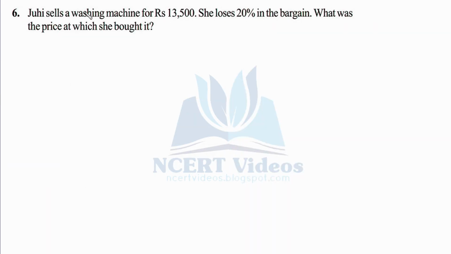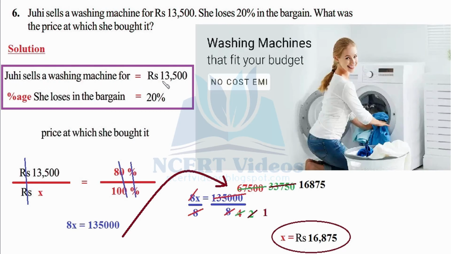Sixth, Juhi sells a washing machine for rupees 13,500. She loses 20% in the bargain. What was the price at which she bought it? Juhi sells a washing machine for rupees 13,500. It is given to us. She loses 20% in the bargain.